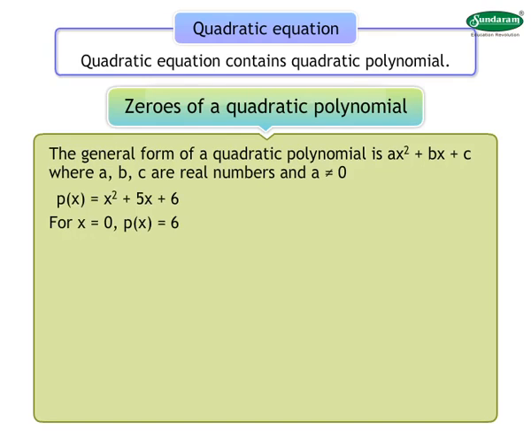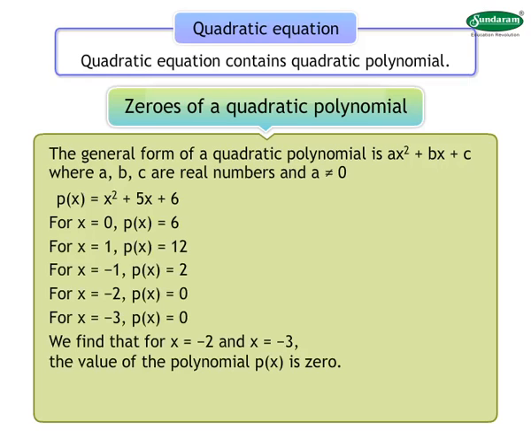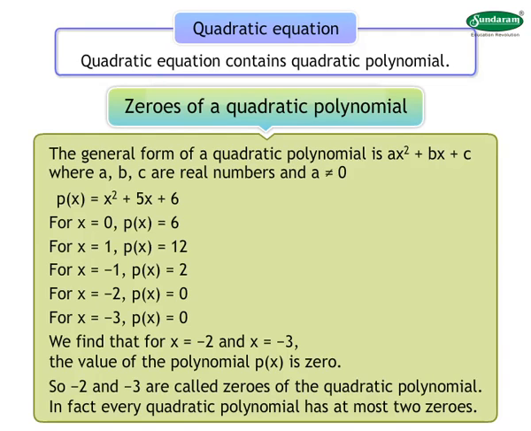For different values of x, which is a real number, we get values of p of x. We find that for x is equal to minus 2 and x is equal to minus 3, the value of the polynomial p of x is 0. So, minus 2 and minus 3 are called zeros of the quadratic polynomial. In fact, every quadratic polynomial has at most two zeros.